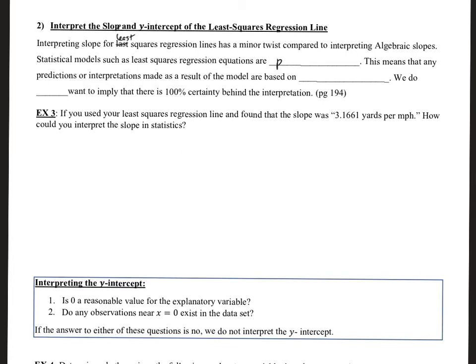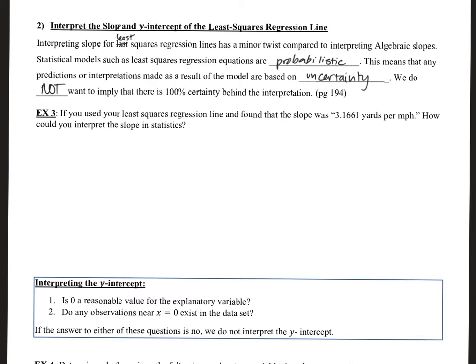probabilistic. Let me just make sure I spelled that right. Probabilistic. Yep, that's a fun word for Scrabble. This means that any predictions or interpretations made as a result of the model are based upon uncertainty. We do not want to imply that there is 100% certainty behind the interpretation.